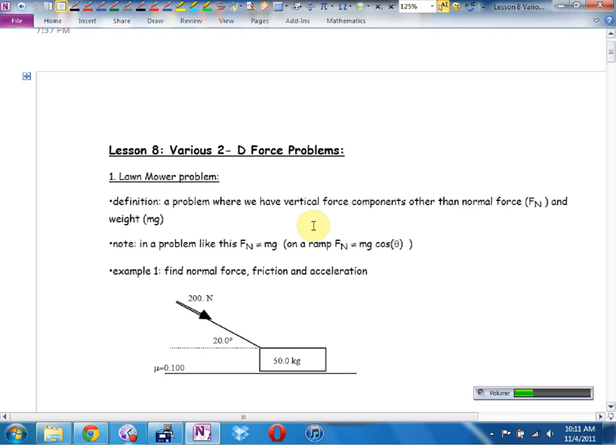So, lesson 8. The title is Various Two-Dimensional Force Problems. Just looking at some more weird ones. And the first one is a classic. It's called the lawnmower problem.